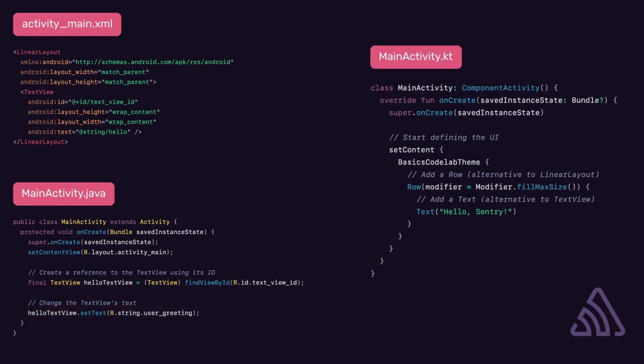Now let's look at the declarative counterpart. There are no two files. Everything is done in a single Kotlin file. Instead of a linear layout, we use a row component, which contains a text component as a replacement for the text view one. And that's it. With less than 10 lines of code, we've achieved the same UI in the declarative approach. But we needed two files and a lot more code in the imperative approach.